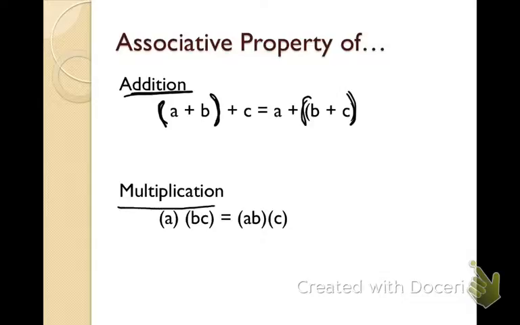So multiplication, I can do the same thing. I can change the way I associate things or have parentheses. So here I have A all by itself, and I've associated B and C. But here I'm going to associate A and B, and have C all by itself, just to make the math easier. And again, I'm going to give you some examples.